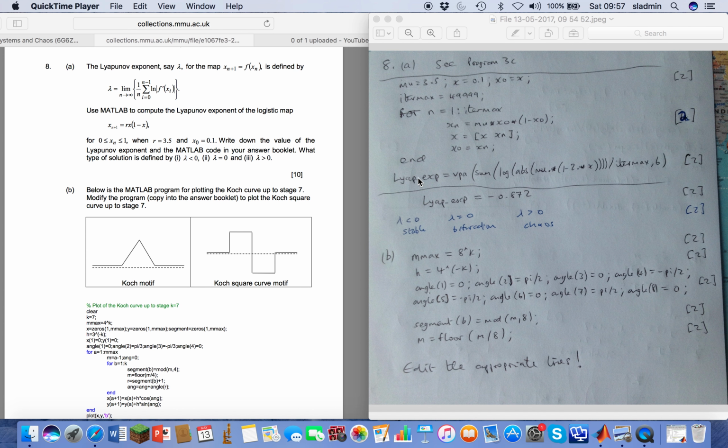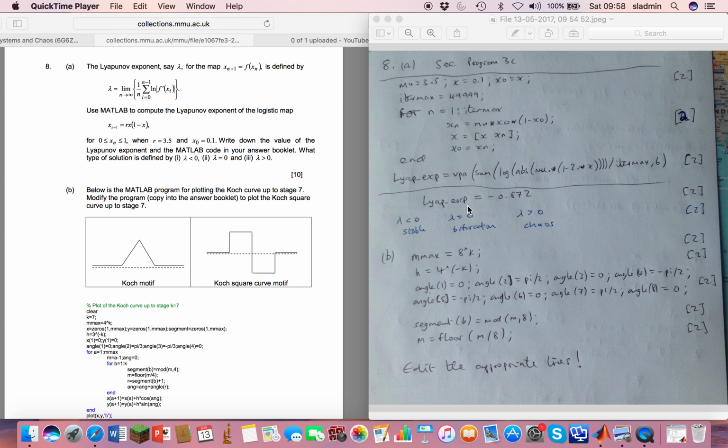So the Lyapunov exponent is the VPA, the variable precision arithmetic, of the sum of the log of the absolute value of mu times 1 minus 2x, and you can see over the itermax, and we're doing it to 6 decimal places, 6 significant figures. Notice that in MATLAB we have to do dot times here because x is a vector. So remember that x is a vector.